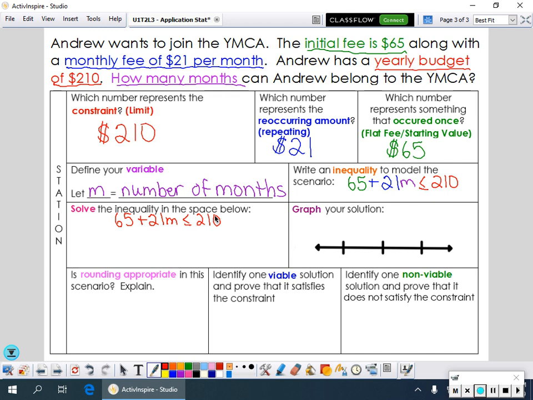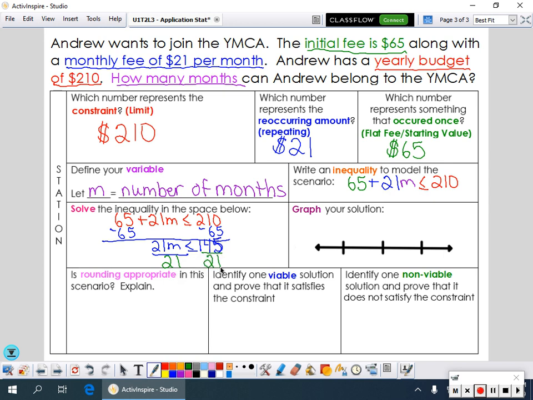So now let's go ahead and solve this. We're going to solve it just like any other inequality. We'll start by undoing this addition. So we're going to take away that initial fee. And once his initial fee is gone, he has $145 left. Sorry, it's a little bit hard to see because it goes right into that line. So he has $145 to spend, and it takes $21 every month. So to figure out how many months, we're going to divide this by 21.